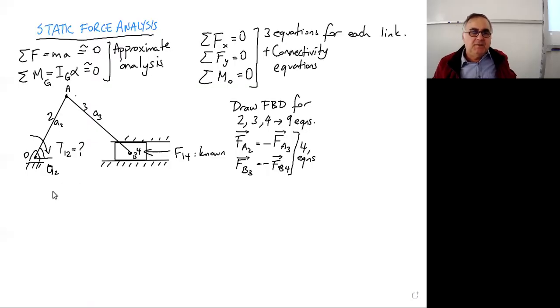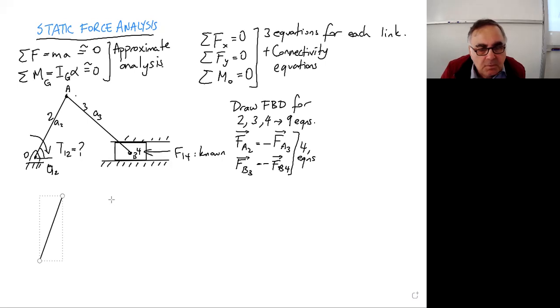We use the fact that we have two-force members, three-force members, or two-force and a moment member. If you do that, things become much, much simpler. Well, let's draw the free body diagrams again for each of these members. So this is link 2, this is link 3, and this is link 4.